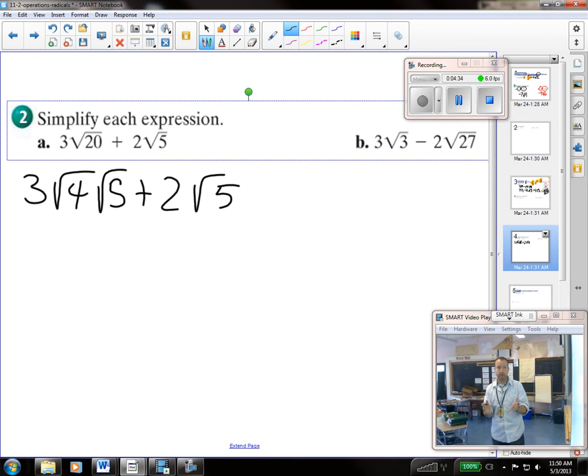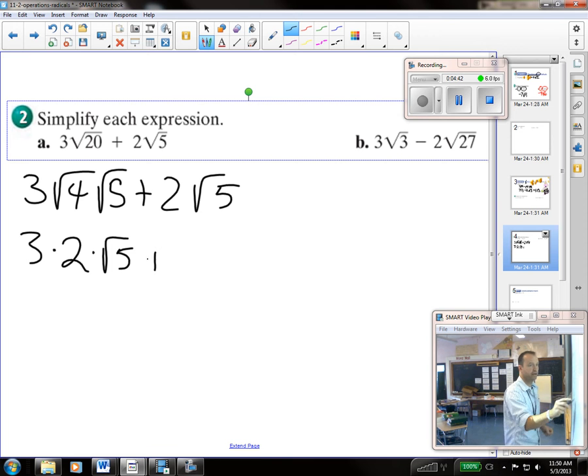Both of them are still under the radical because the 20 was under the radical. Now that 4 is going to come through this magic door. 3 times 2 times the square root of 5 plus 2 square roots of 5. Again, we did the square root of 4, which is equal to 2. We know that, because 2 times 2 is 4.